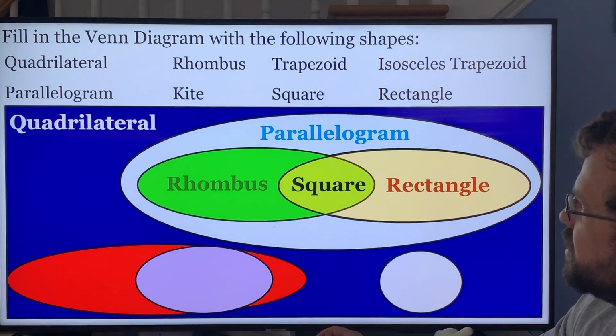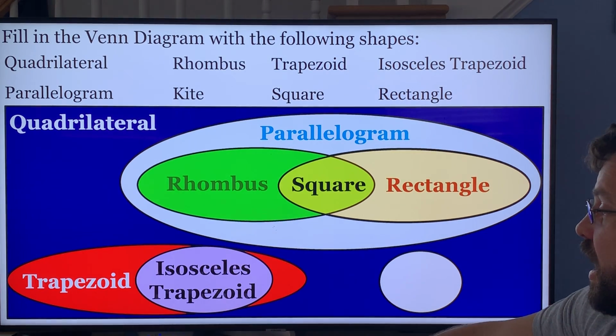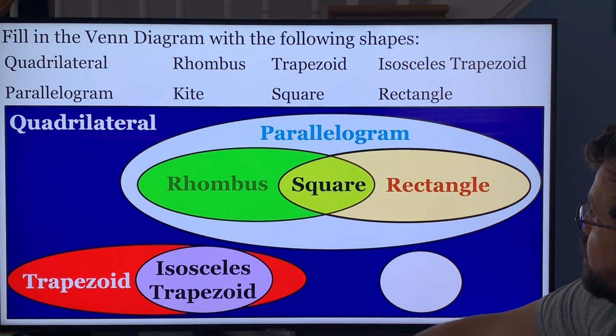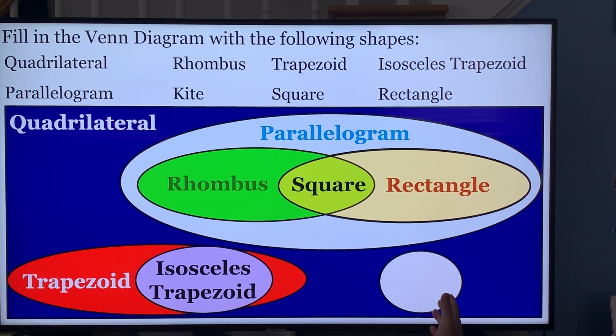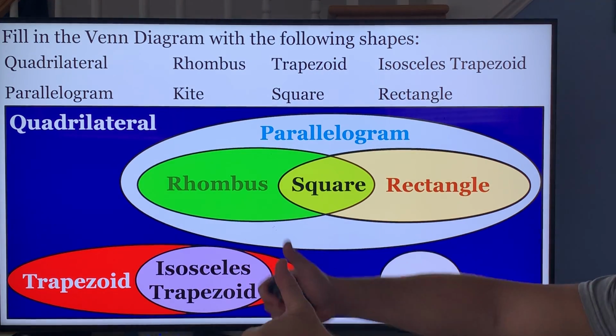What do you think these two things are? Well, we got a trapezoid, and a specific type of trapezoid is an isosceles trapezoid. And the last one, the guy all by himself, the lonely one, is your kite. All right, so if you got all this stuff correct, awesome, this was a pretty easy one.